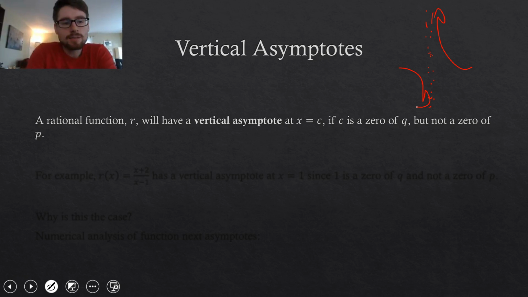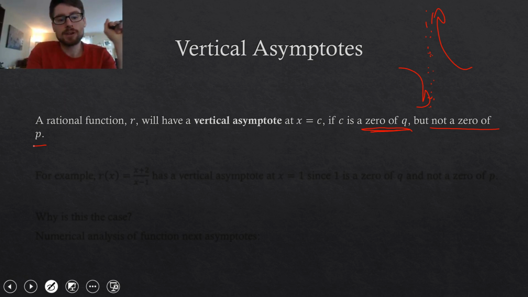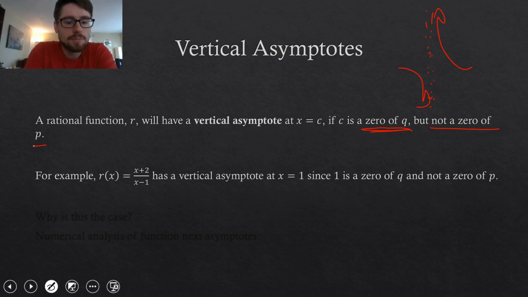And so vertical asymptotes are going to be x's that are zeros of the denominator, so zeros of q, but not zeros of the numerator. So any number that makes the denominator 0 but doesn't make the numerator 0 is going to give you a vertical asymptote. For example, (x + 2)/(x - 1) has a vertical asymptote when x equals 1, since 1 is a 0 of q and it's not a 0 of p, right?